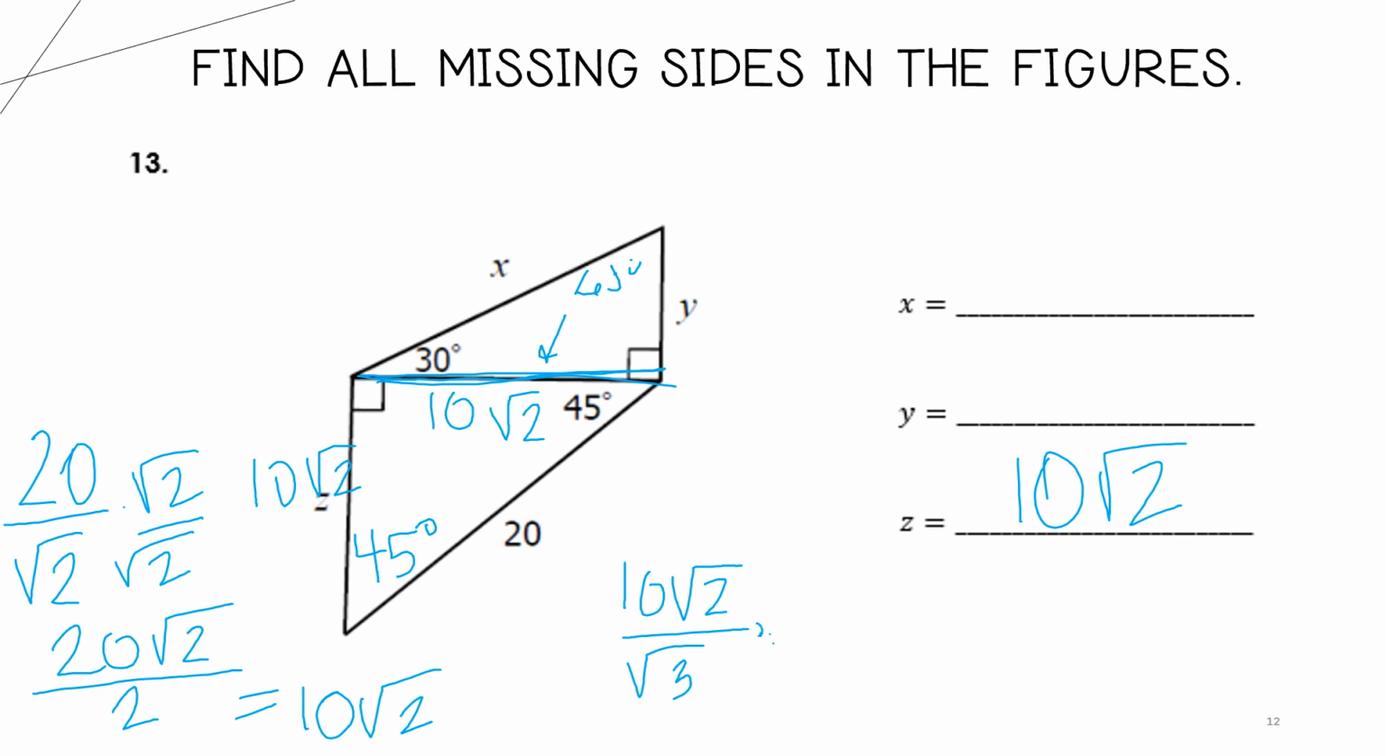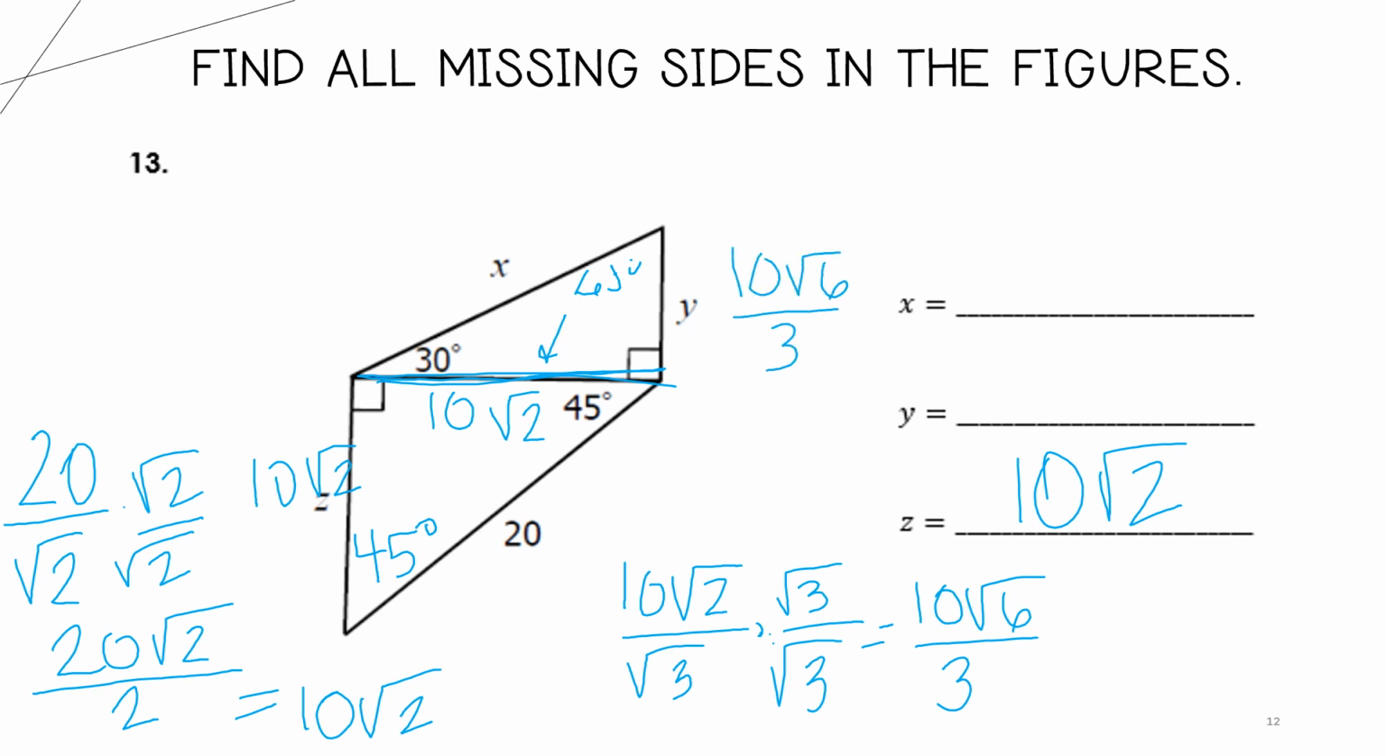We want to get rid of the root 3 in the bottom, so we multiply by whatever that square root is in the bottom. In the top, that's going to give us 10 root 6. And then root 3 times root 3 is root 9, and root 9 is just 3. So that means our short leg is 10 root 6 over 3. Ugly looking, but that's exact form.